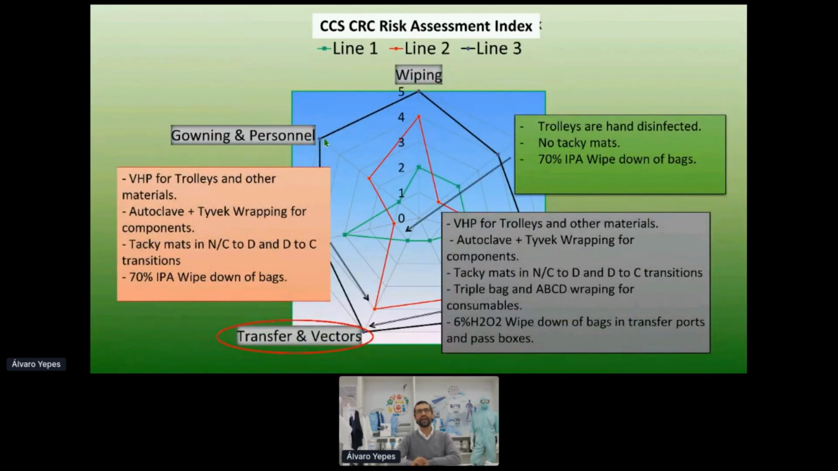So imagine you have analyzed all of these aspects, including the transfer vectors. What is the impact of the materials I'm bringing into the area?